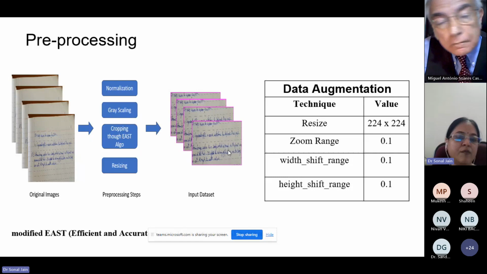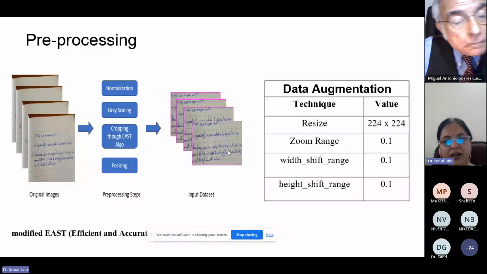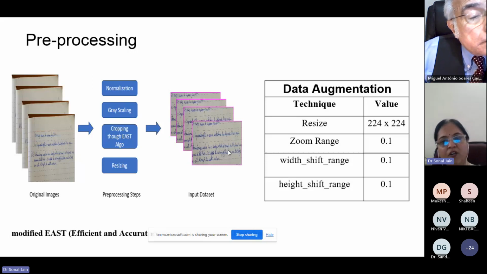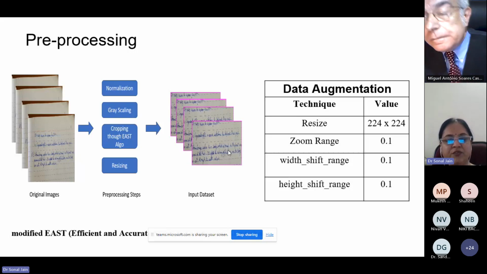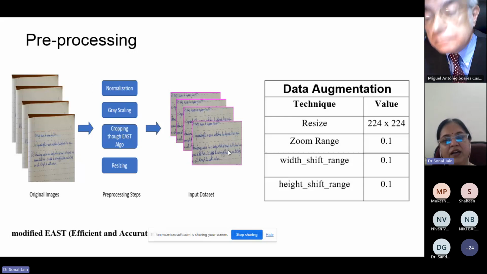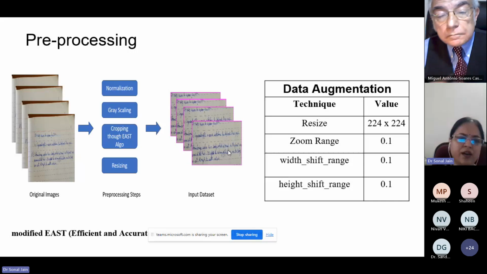We also used a data augmentation technique to increase our data samples. However, we could not increase them beyond a certain point, else it was creating noise. So we restricted ourselves to only three things: zoom range, with a range of 0.1, and width shift and height shift, also to a very nominal value of 0.1.